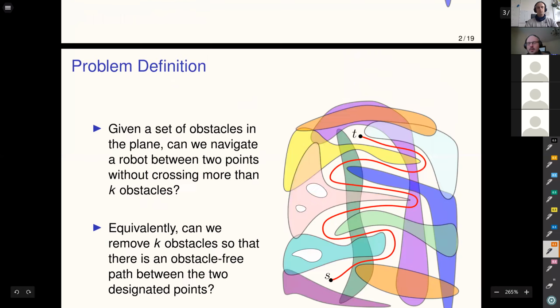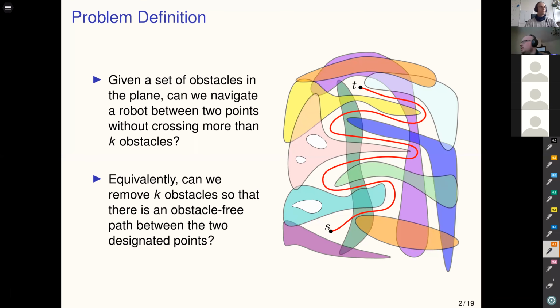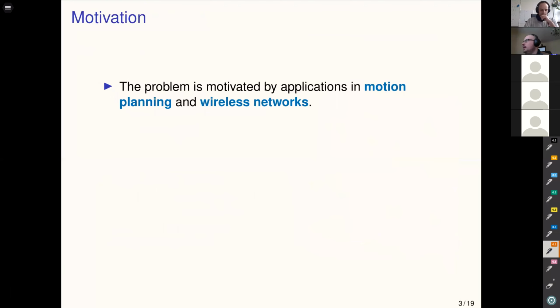For example, in this setting, a path like this red one would intersect only this green obstacle here and this purple obstacle here. So for this case, we can remove just two obstacles and find a path between S and T that does not intersect any obstacle, or alternatively, this red path between S and T intersects only two obstacles. Okay, so I hope the setting is clear.